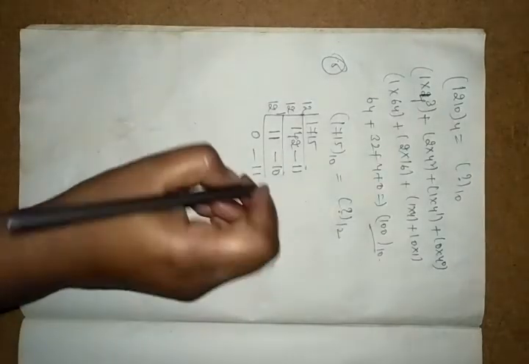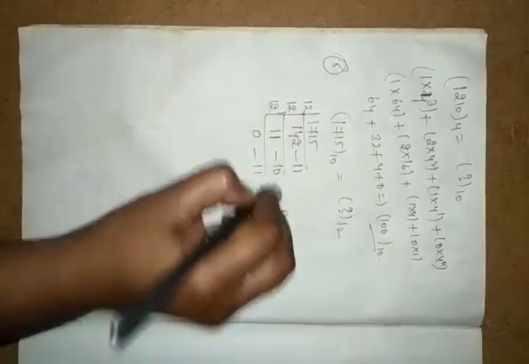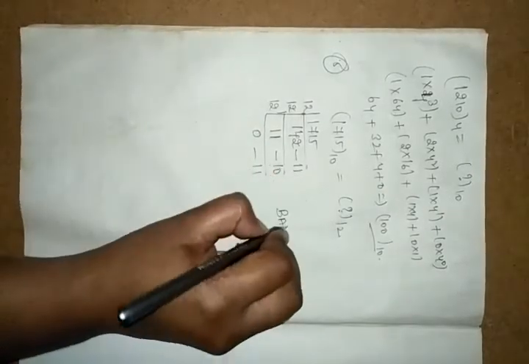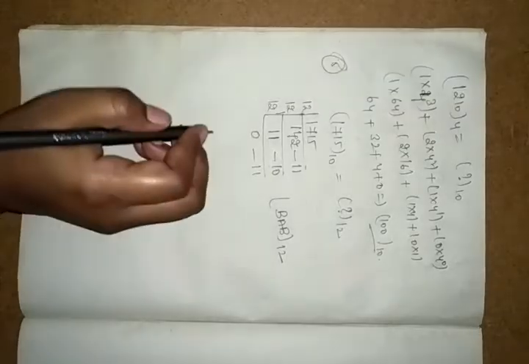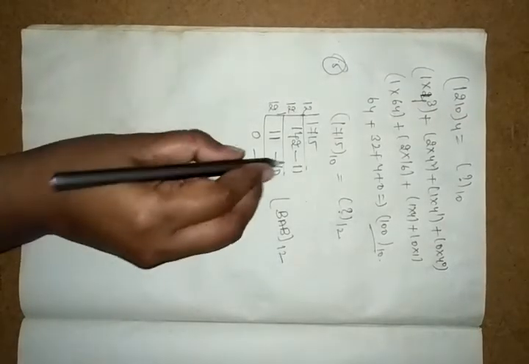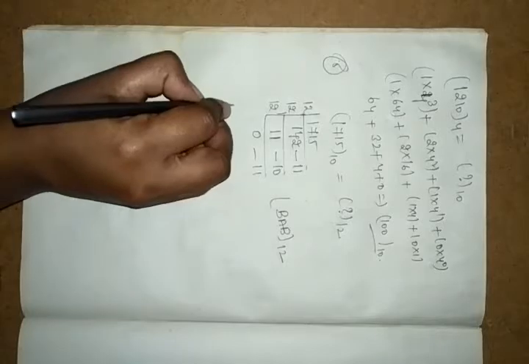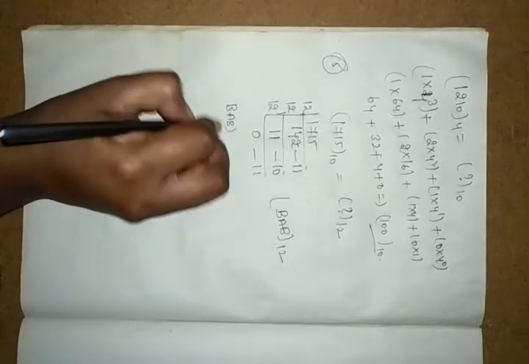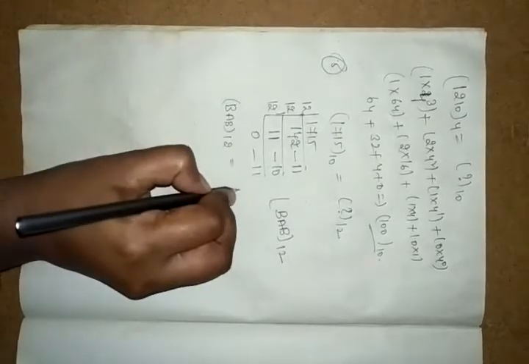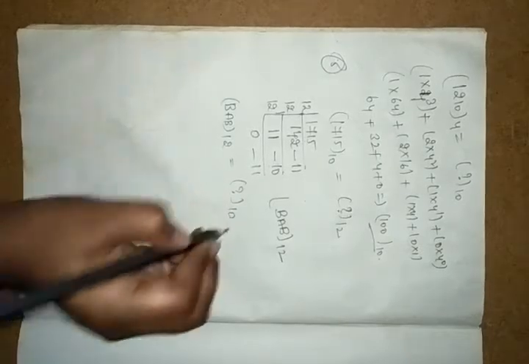So 11 means B, 10 means A, 11 means again B. So base 12 for this is BAB. Now we need to check if it is correct or not. Next, go with this: BAB base 12 equals how much of base 10?